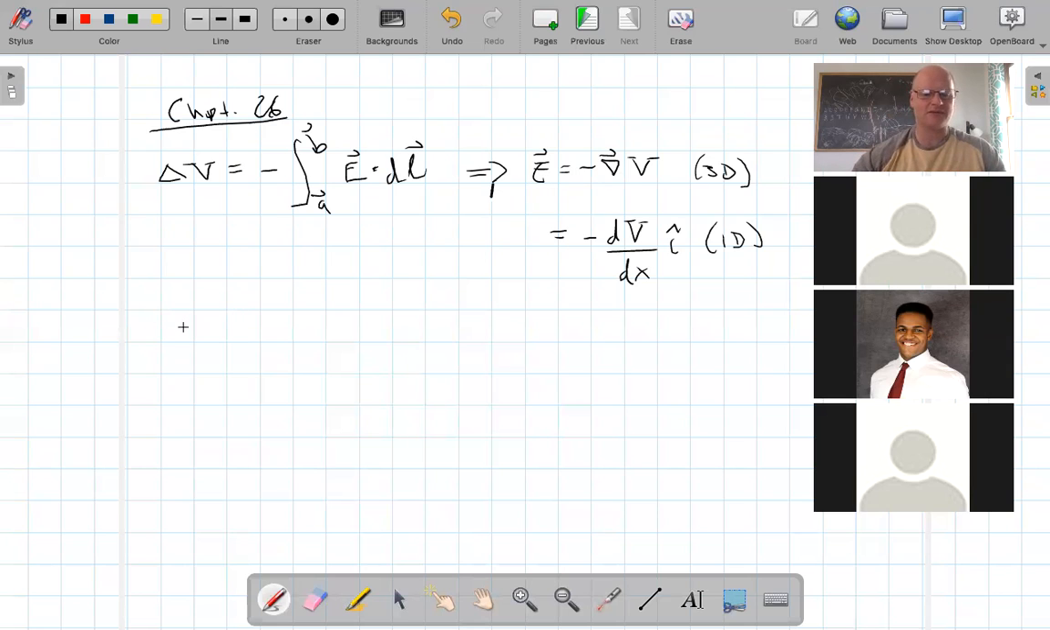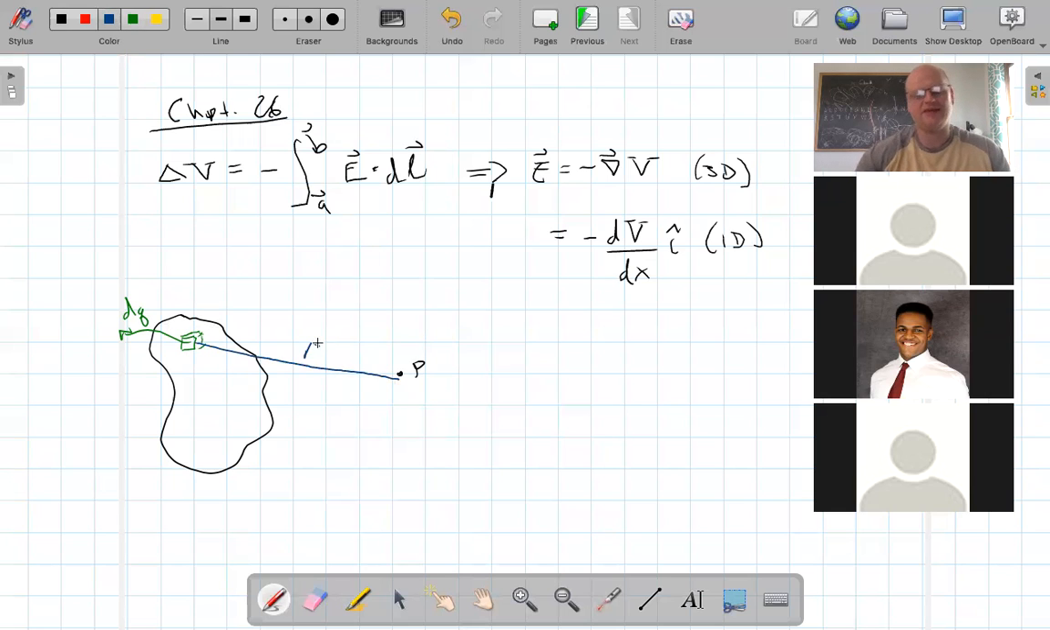The other thing from this chapter that had to do with potential was the potential of a continuous object. If this is my continuous object, again, we chop it up into a small chunk here. So this is going to be my dq. If this is my point out here, let's call this point P. Then the distance r is the distance from dq to the point P. Remember, this has no direction, it's a scalar quantity, so we don't have to worry about any directions.